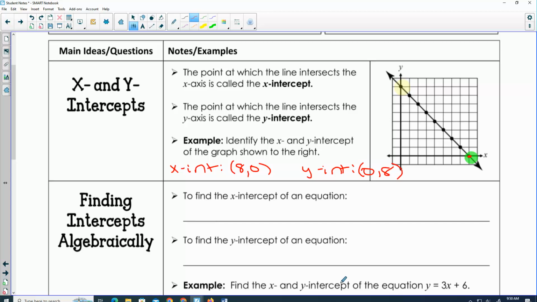So when we're looking at these ordered pairs, in the x-intercept, it's where it hits the x-axis, so your y turns out to be 0. And in a y-intercept, the x turns out to be 0. So we can use that fact to quickly find x and y intercepts. If I want the x-intercept, we let our y value be 0.